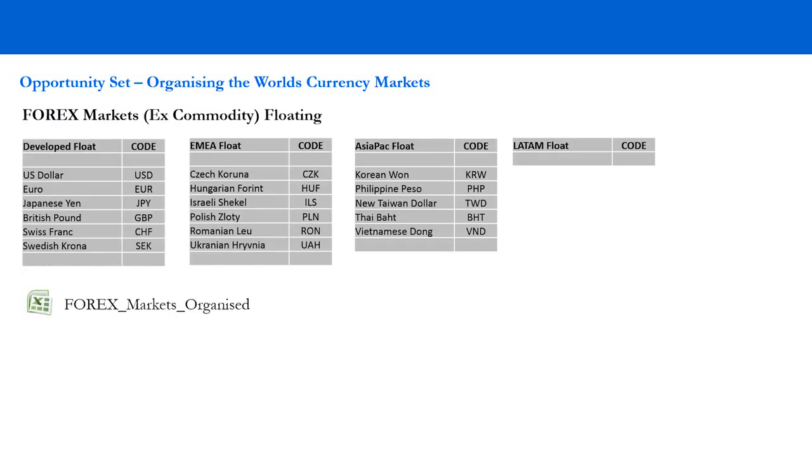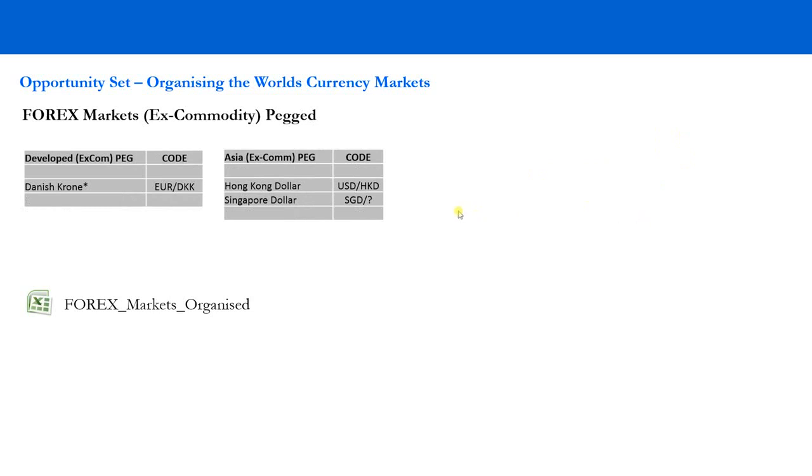Now, we've put the results here of our breakdown from the Forex markets organized sheet. And the first thing we look at is the ex-commodity floating currencies. And what we find is we break down, first of all, by developed float. So what do we mean by that? We mean developed economies that have floating regimes that are not dependent on commodities. Then we have the EMEA floating currencies that are ex-commodity, the Asia Pacific floating that are ex-commodity, and the LATAM. And you can see there's no Latin America there. The next definition is the ex-commodity pegged regimes.